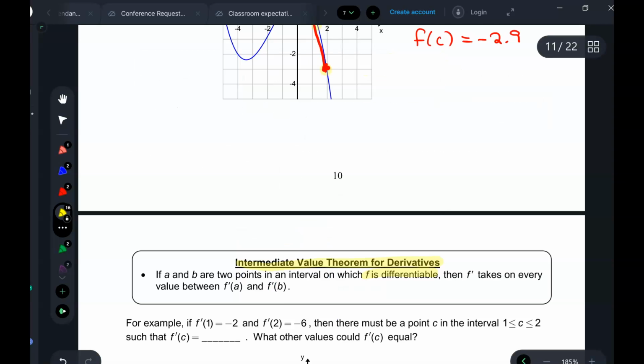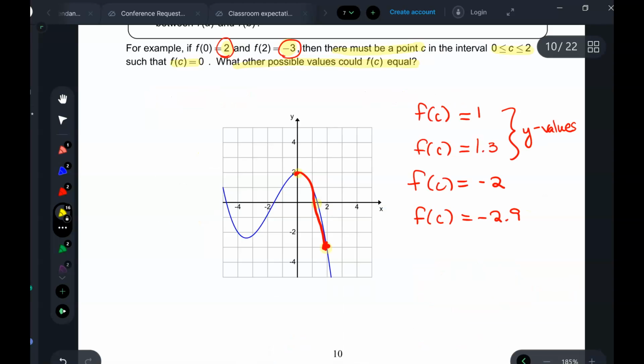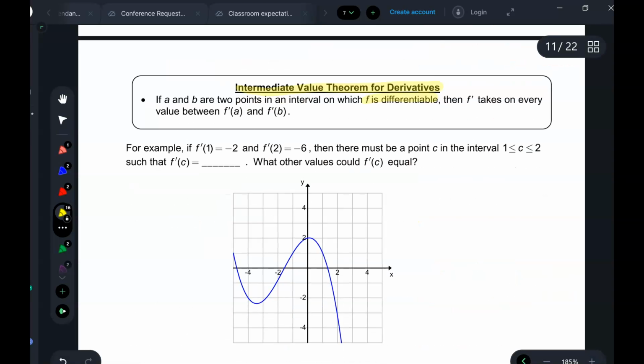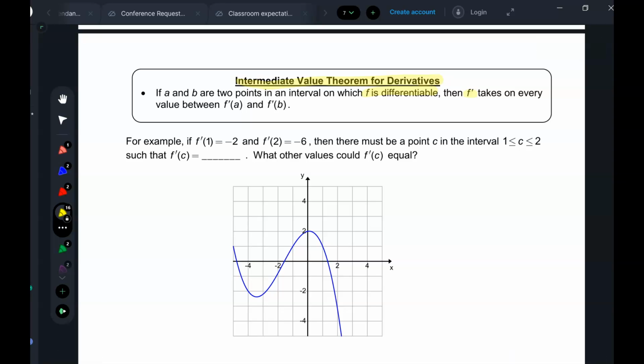The previous one, I didn't highlight it here. All we needed on the intermediate value theorem was a continuous function. We didn't care that it was differentiable. But because this one is for derivatives, we need to make sure it's differentiable. So it basically means f prime is the slope, right? The derivatives take on every value between f prime of a and f prime of b.